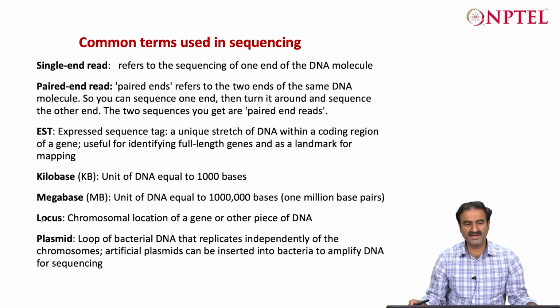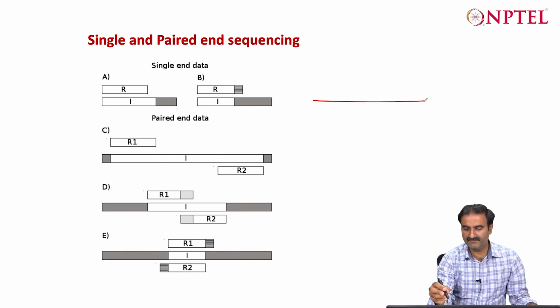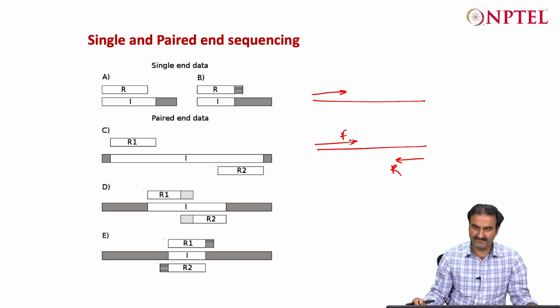Then a read can be single end or paired end. For example, here you can see, if this is a piece of DNA and we read only from this side, it is called a single end read. Whereas for the same piece of DNA, if I read from both sides, forward and reverse, we generate R1 and R2, the forward and reverse reads. So it is called paired end sequencing, right?